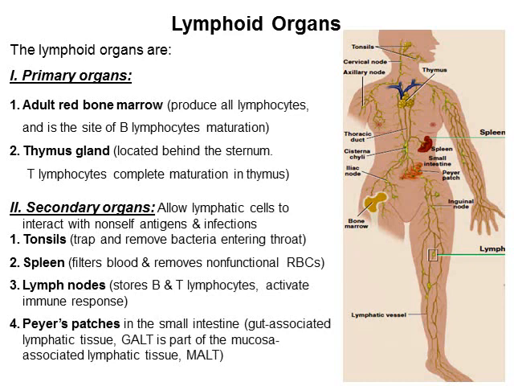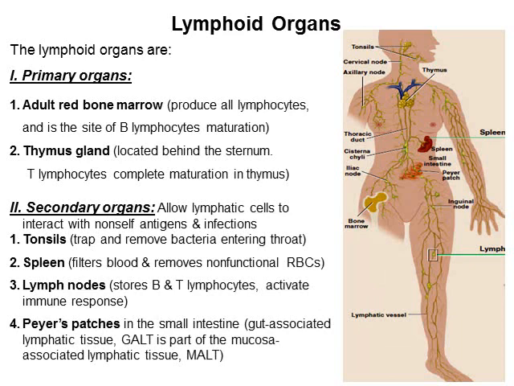The thymus gland is located behind the sternum, and it is the site of T lymphocyte maturation. The T lymphocytes complete their maturation in the thymus gland. These are the two primary lymphoid organs. The secondary lymphoid organs are the organs that allow the lymphatic cells to interact with non-self antigens and infections.